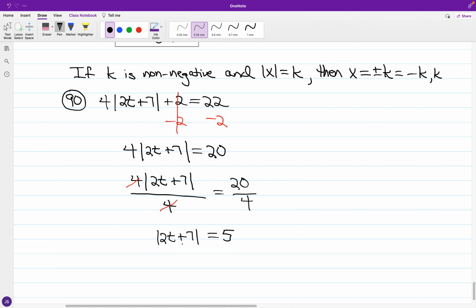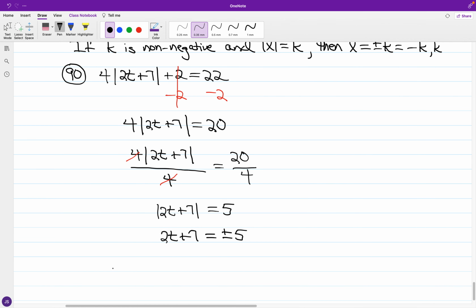So just leading up to the development of the opposite sign values of k, once I remove the absolute value bars, we'll have a system of equations where we're going to have 2t plus 7 is equal to plus or minus 5, and setting things up for solving for t.